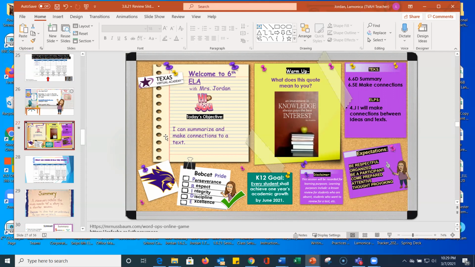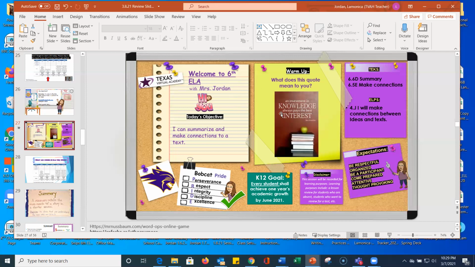All right. I can summarize and make connections to a text. We're going to be covering 6.6D summary, 6.5E make connections, and our ELPs are 4.6 or 4.J. I will make connections between ideas and texts.